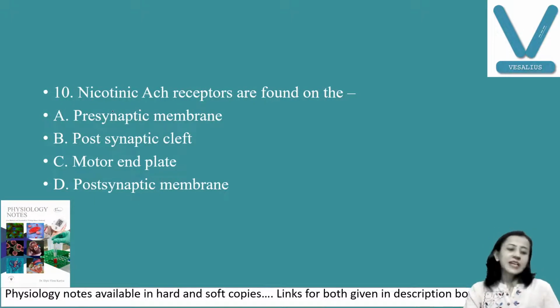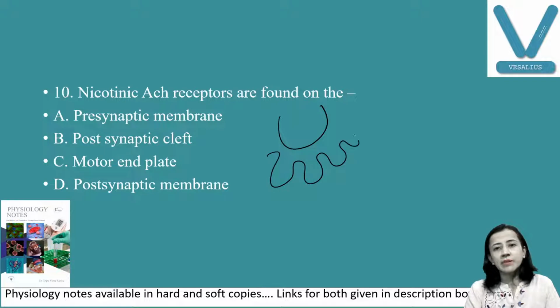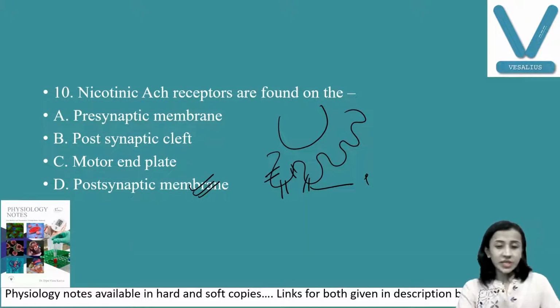And last one, nicotinic acetylcholine receptors. They are found on presynaptic membrane, postsynaptic cleft, motor end plate and postsynaptic membrane. We all know that here presynaptic membrane, here is the postsynaptic membrane, and the receptors are present here on your postsynaptic membrane. So this is your correct answer, postsynaptic membrane. Okay, so this is all about our MCQs from today's topic.